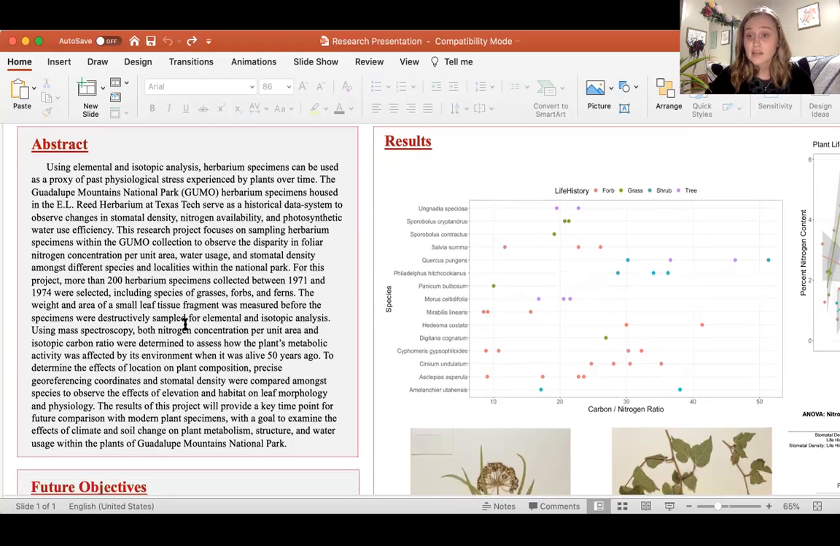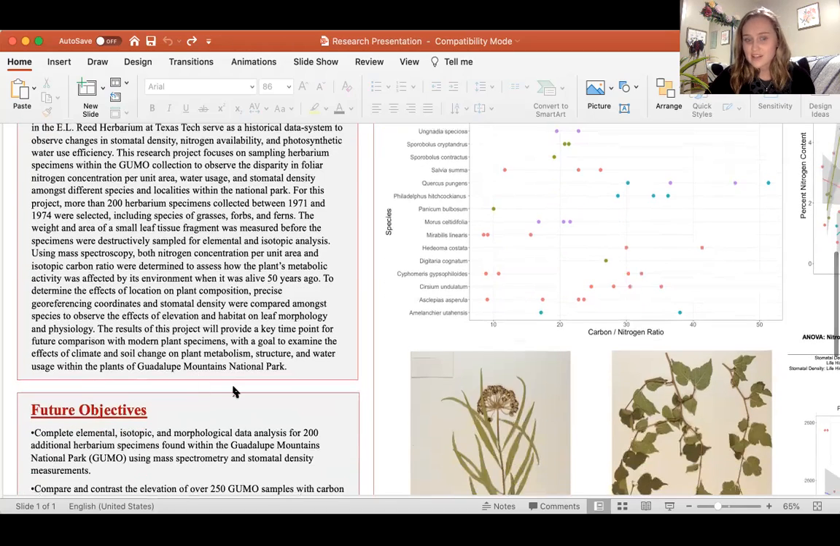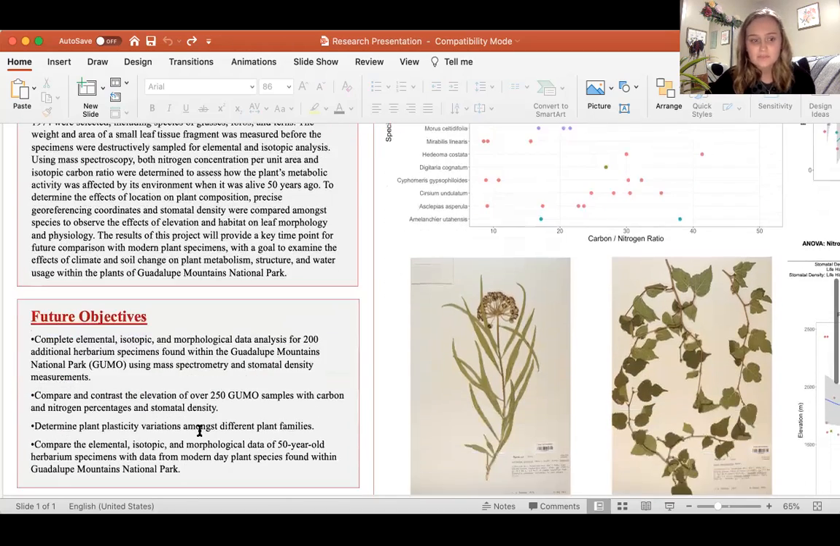But currently we have sampled a little bit over 200 different specimens for this project. Unfortunately, only about 50 of those are included in this presentation because this is what we have the carbon and nitrogen ratio on. And so of these 45 to 50 specimens, they are going to range over forbs, grasses, shrubs, and trees for their life history. So let's go ahead and move on to our future objectives for this project.